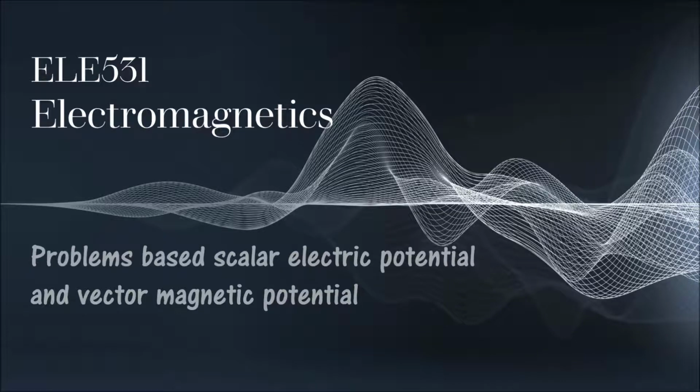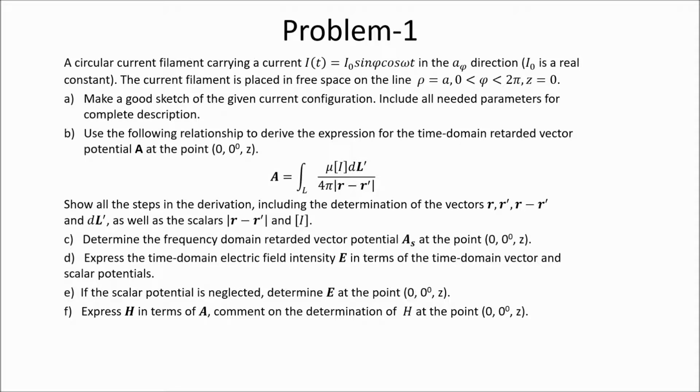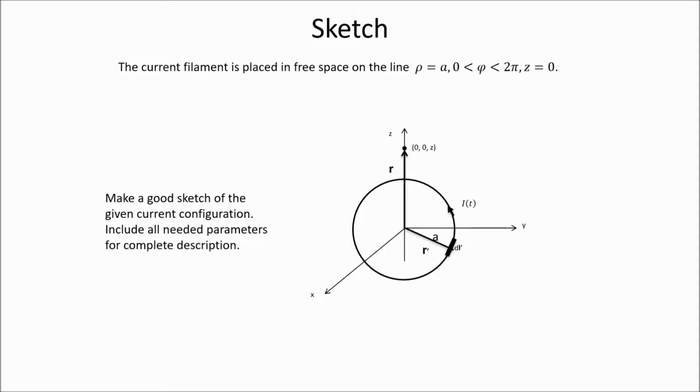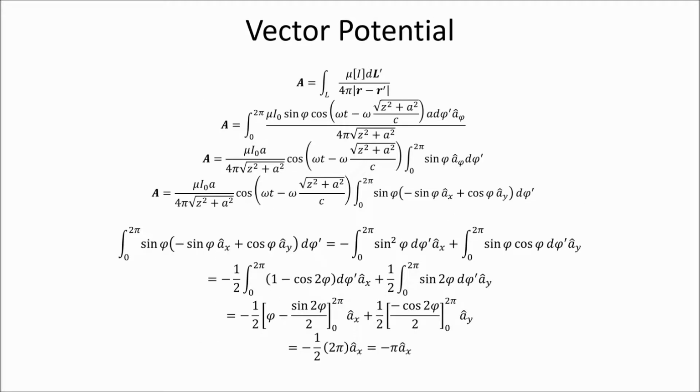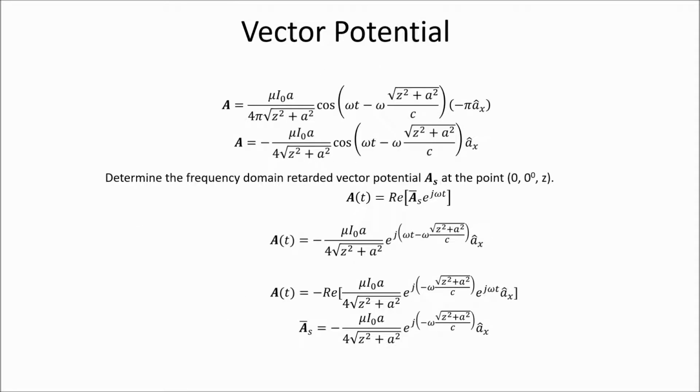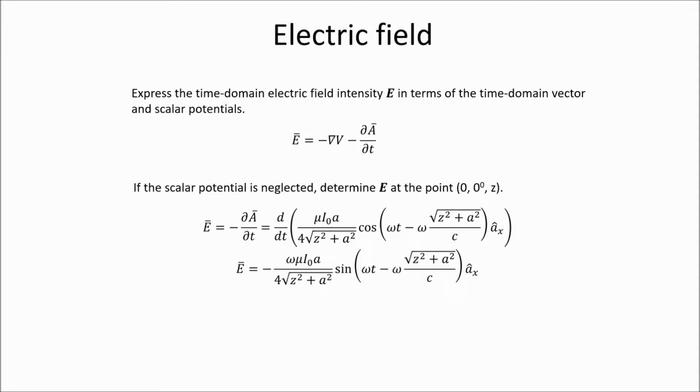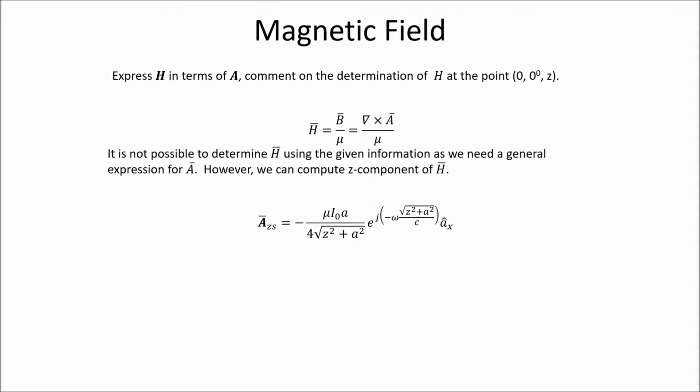Welcome everyone. In this lecture, we will solve some problems based on a scalar electric potential and vector magnetic potential. Look at the problem here. In this slide, I show the step-by-step approach for solving this problem. You need to sketch this configuration and then find the vector magnetic potential from the expression that will be given, and from this vector magnetic potential, you have to find the time domain or frequency domain expression. Then you have to find the magnetic field expression.